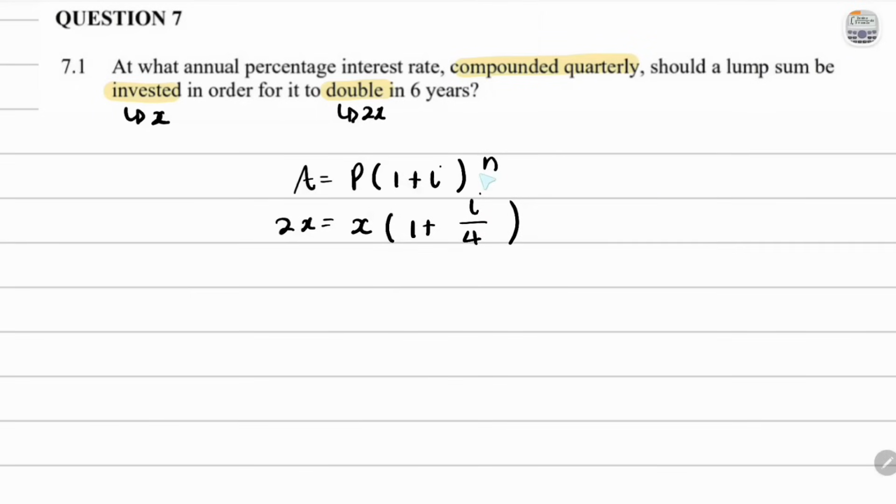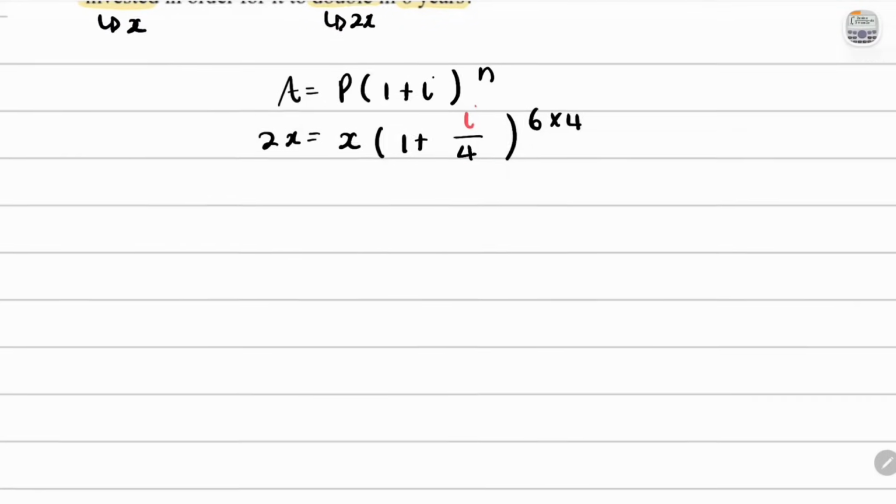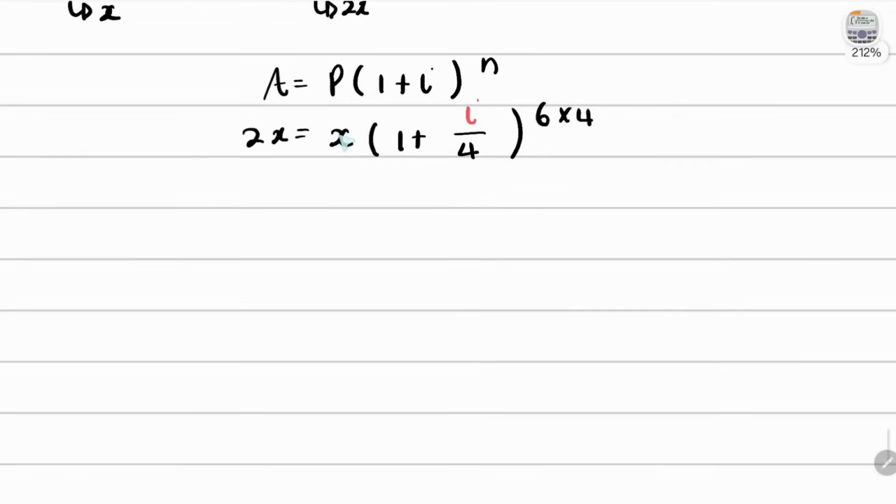raised to the power of n. So that's going to be, the years is 6 years, but remember that this is compounded quarterly, so we need to have this in quarters. So that's going to be 6 multiplied by 4, so we can have quarters. Okay, and what we're trying to find out is the value of i. So we can straight away move on to getting rid of x. So we can divide both hand sides by x, and that's fine in this case because you know that x is not 0, okay?